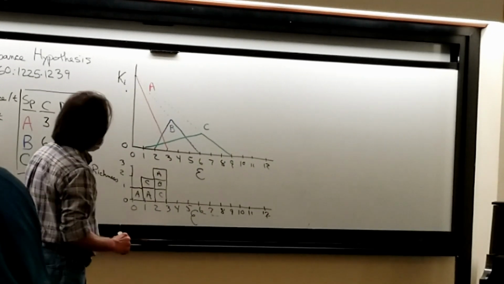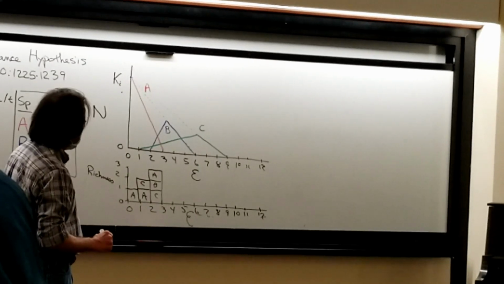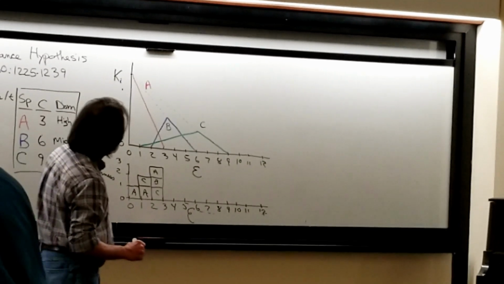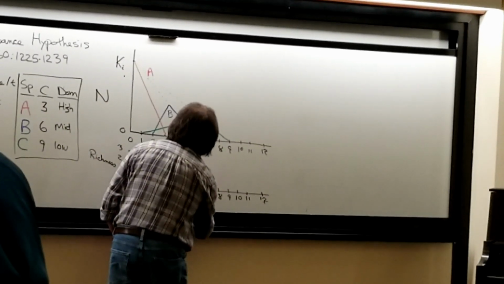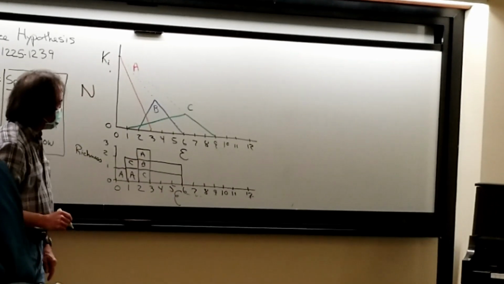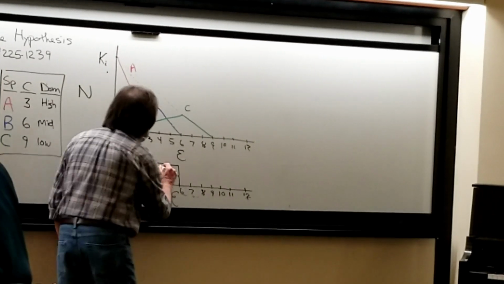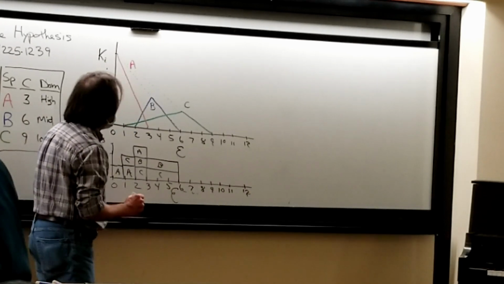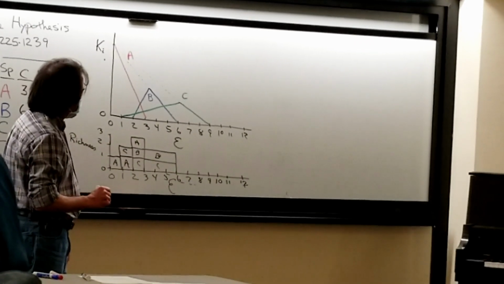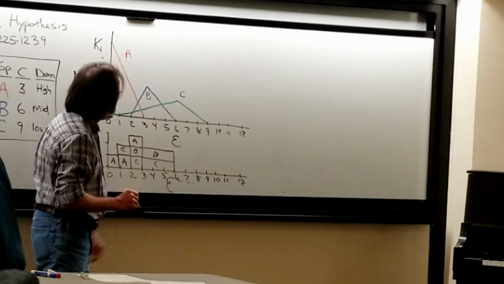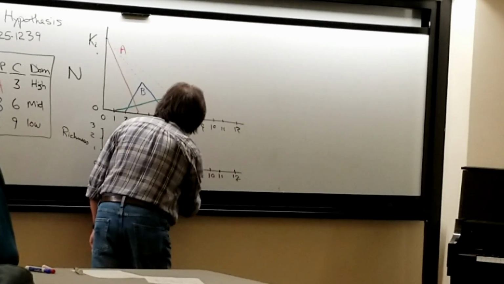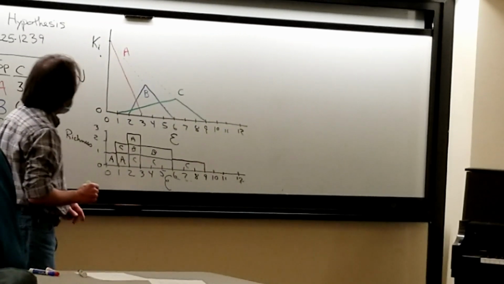What's the next range that has the same number of species present, the same richness? From 3 to 6, exactly right. And who's there? B and C. And what's the next range that has the same richness? Don't forget here, 6 to 9. And who's that? Just C. There we go.